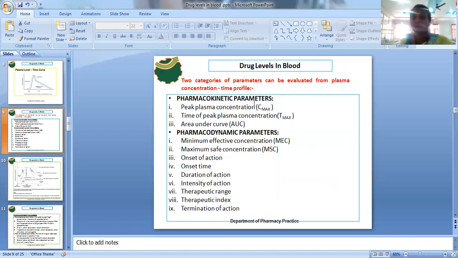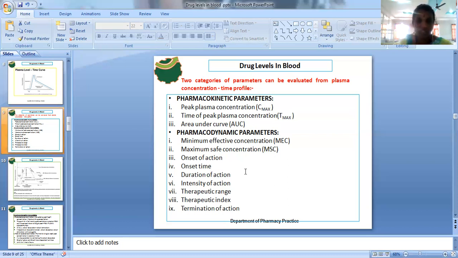What are the pharmacokinetic parameters? The peak plasma concentration, commonly called Cmax, the time of peak plasma concentration, called Tmax, and AUC, the area under the curve. And the pharmacodynamic parameters are minimum effective concentration, maximum safe concentration, onset of time, onset of action, duration of action, intensity of action, therapeutic index, therapeutic range, and termination of action.